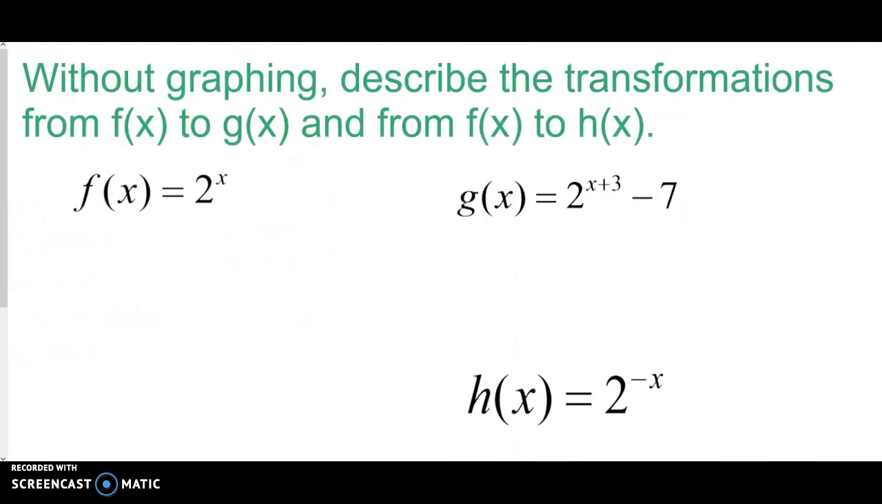All right, next one. So this is without graphing. So now just using our knowledge of transformations of graphs, how do g of x and h of x transform in comparison to f of x? So go ahead, put me on pause, and then we'll check our answers.